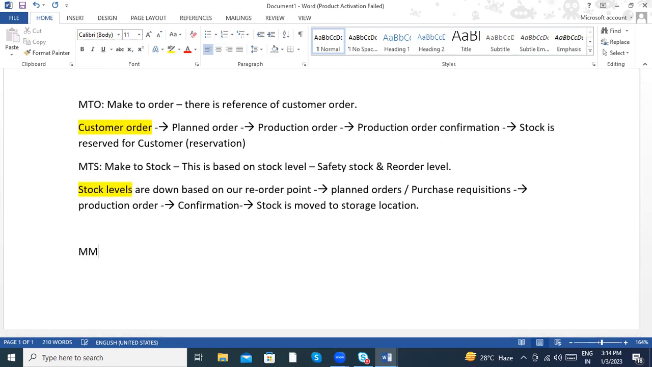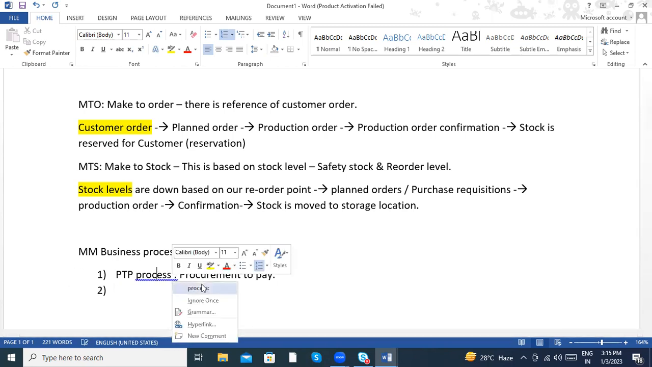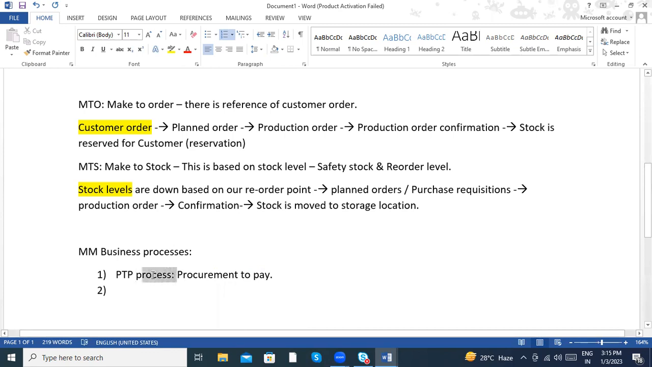Now coming to the business requirements, business processes. The first business process, as we discussed last time, is the P2P process, Document to pay. This is our standard basic process. You are aware about this, right? Now coming to the next one, as I said, it is not necessary that everyone has to follow the P2P process. They may go with a different process, depending on their business process.